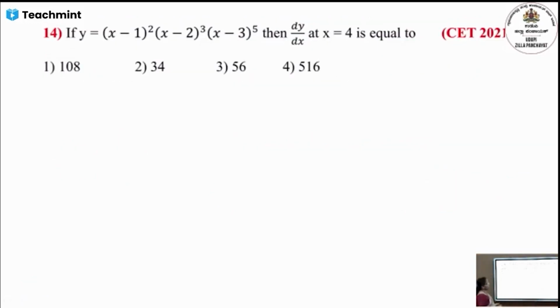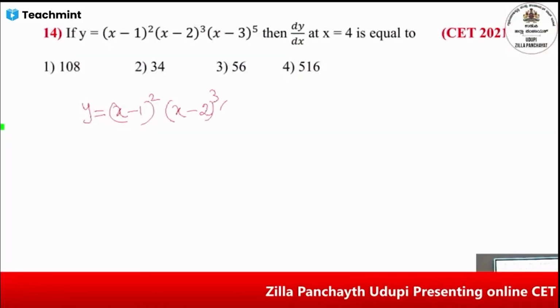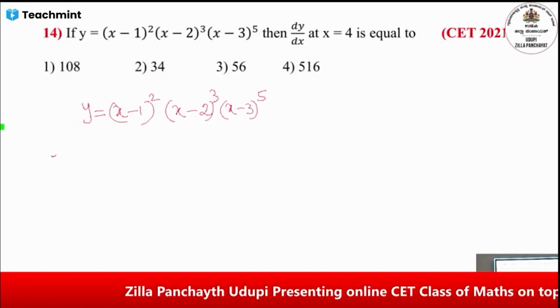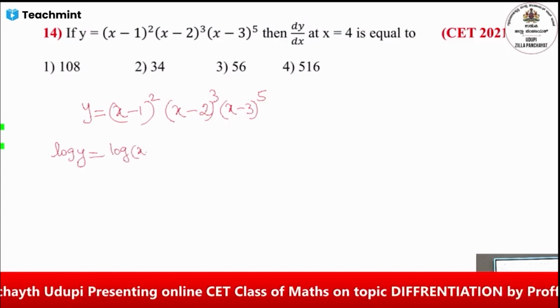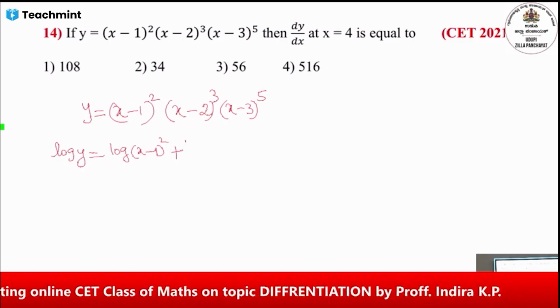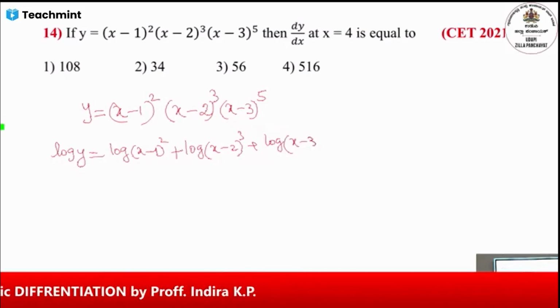Logarithmic differentiation is used when it is function to the power function. Another time you use it is if there are too many products or too many quotients, then apply log on both sides, and the differentiation becomes easy. So what we shall do here, I have y is x minus 1 whole square, x minus 2 whole cube, x minus 3 power 5. Apply log, so log y, log of the product is sum of the logs. So log of x minus 1 whole square, log of x minus 2 whole cube, log of x minus 3 to the power 5.